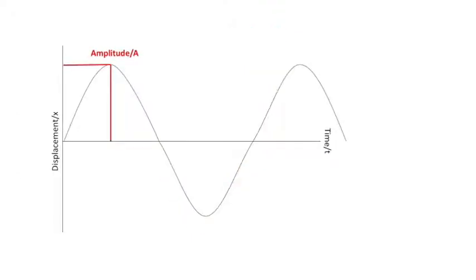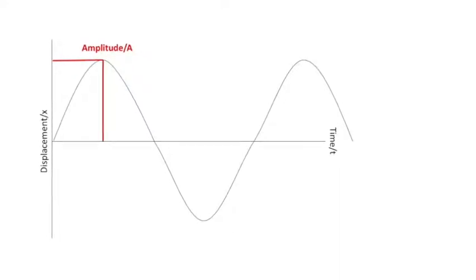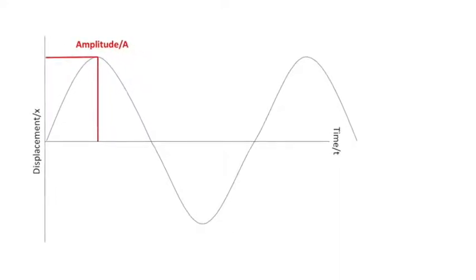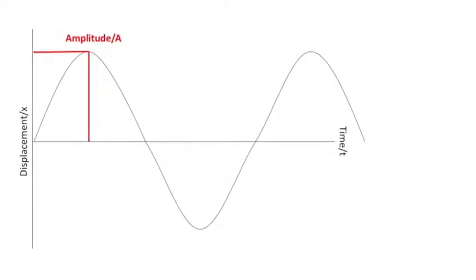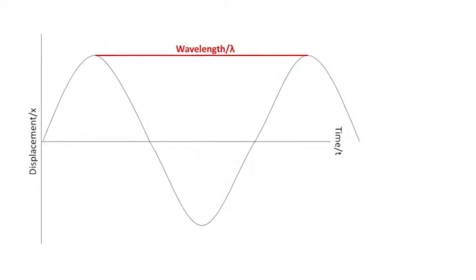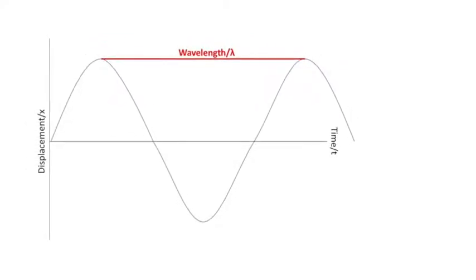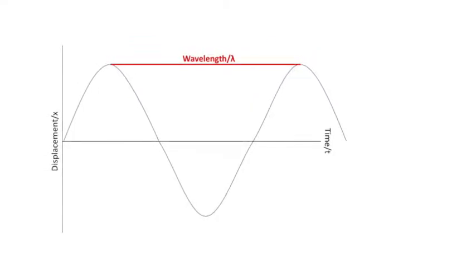The next characteristic is amplitude, which is the distance between a crest or a valley to the equilibrium point. Its symbol is A, and it is measured in meters. The equilibrium point can be thought of as the x-axis of a graph. The wavelength, on the other hand, is the distance between the crest or valleys of a wave. It's measured in meters and has the symbol lambda, which is the weird sign you can see there.